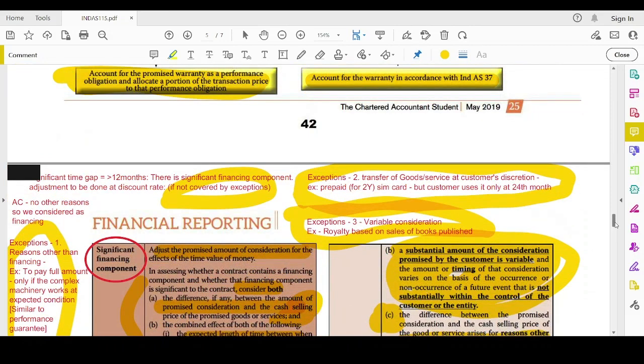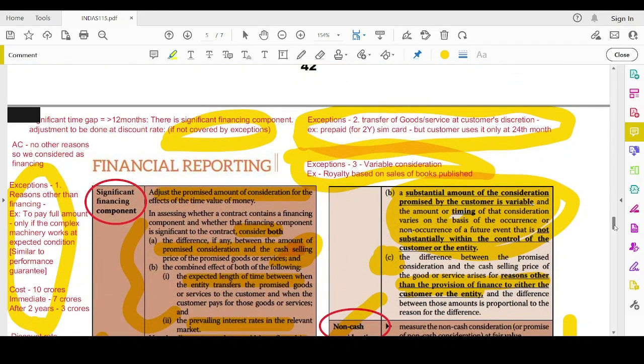Okay, then what are the three exceptions where it will not be considered a significant financing component? Okay, one is reasons other than financing. What are the reasons that could be other than financing? Okay, I have complex machinery which has been supplied to me by my supplier. I have made an agreement that the cost is rupees 10 crore. I agree. I will make you a 7 crore down payment now, and 3 crores I will pay only after 2 years. I will check the quality till then.